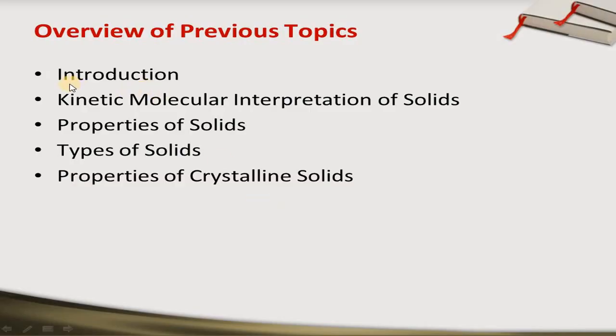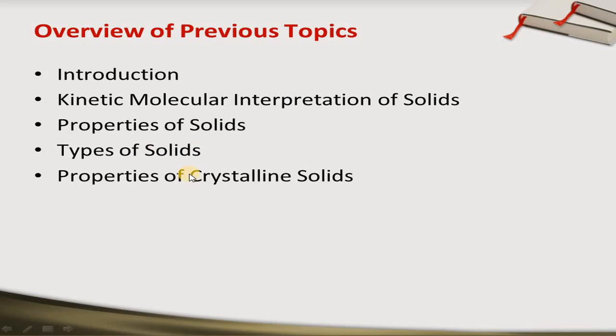But before starting this lecture, first have an overlook at the topics which we have discussed in previous lecture. We have discussed in detail the introduction of solids, the kinetic molecular interpretation of solids, and properties of solids, for example diffusion, expansion, compression, motion, and intermolecular forces. The fourth topic was the types of solid. Mainly there are two types, crystalline and amorphous solids. We have discussed their definition, examples, and also the differences between both types of solids.